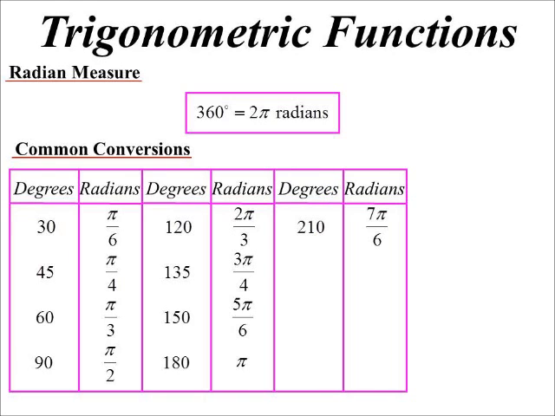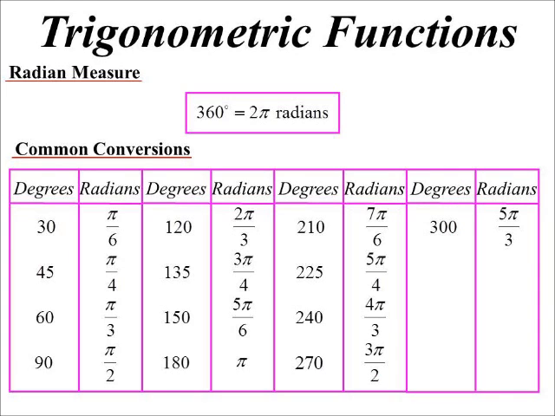Okay, let's go to our third quadrant. 210 becomes 7 pi on 6. 225, 5 pi on 4. 240, 4 pi on 3. 270, 3 pi on 2. We get to our last quadrant. 300, 5 pi on 3. 315, 7 pi on 4. 330, 11 pi on 6. 360, 2 pi. So these are the ones we'll see a lot.